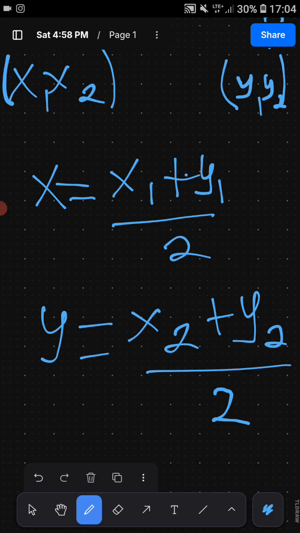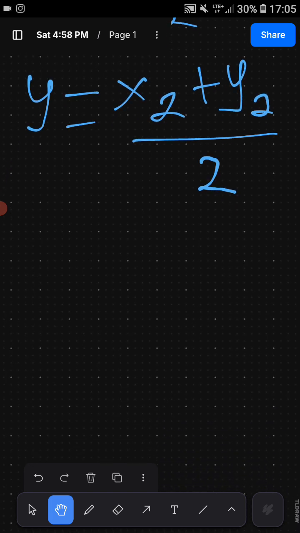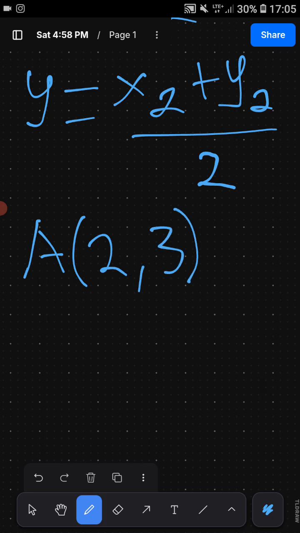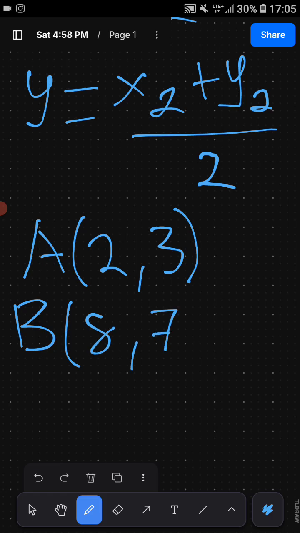Now let's look at a quick example. So for example, let's say we have points A as 2, 3, okay, and B as 8, 7. Now, what will be the midpoint, let's call it M, of the distance AB, which has these points?